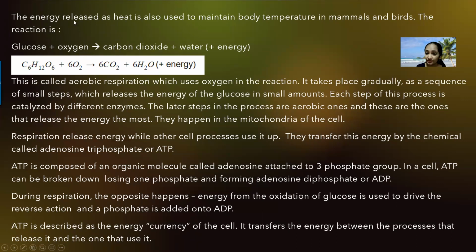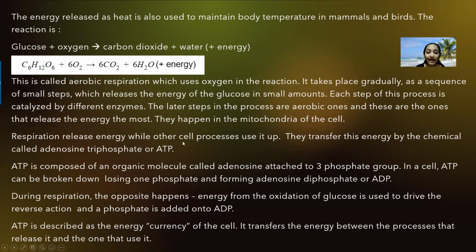In the reaction, are we using oxygen? So in any reaction that shows glucose plus oxygen, you can blindly say that this is aerobic respiration because it is using oxygen. This happens in the mitochondria of the cell. In my previous video, we talked about the cell structure, the organelles in the cells and their functions. So we talked that mitochondria is the powerhouse of the cell and aerobic respiration releases energy.